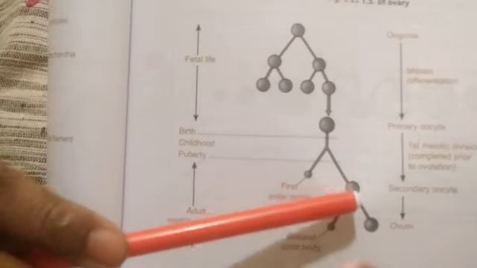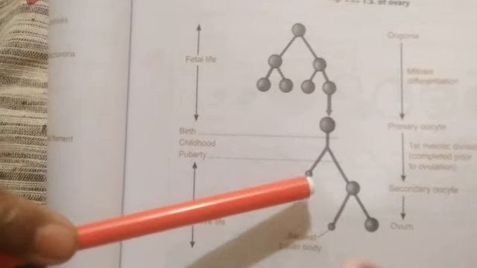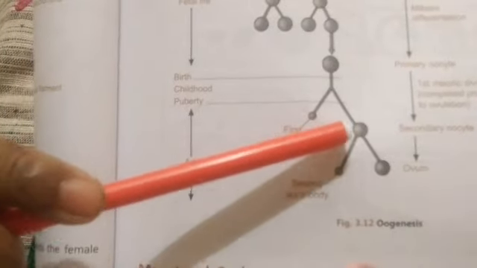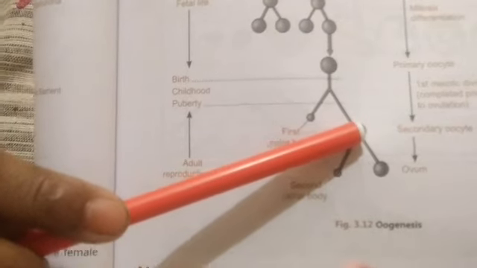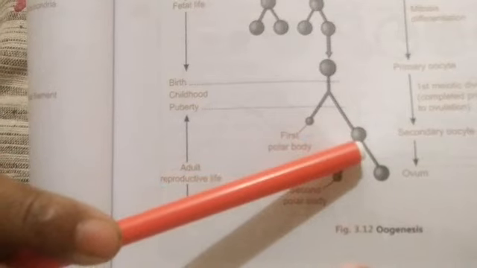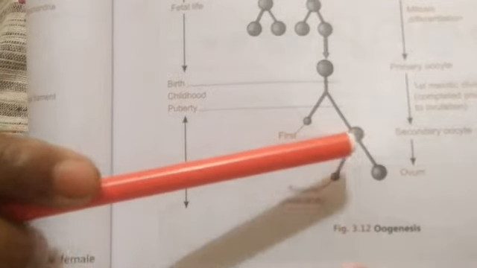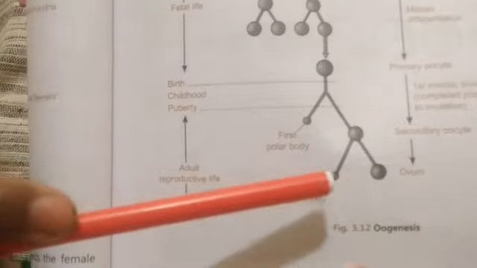Meiosis 1 is completed after the attainment of puberty, and this is the secondary oocyte, and this is the first polar body. During ovulation this secondary oocyte will be carried to the fallopian tube, and if sperm enters, then it will complete the division, because it is arrested in metaphase 2, and form ovum and second polar body. So this is the figure of oogenesis in human, clear.